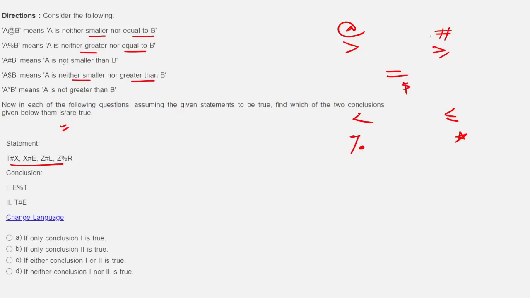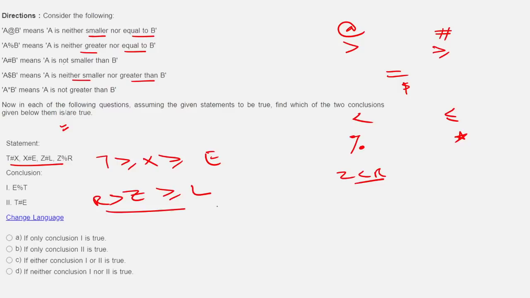T to X is hash, means T is greater than equal to X. X is greater than equal to E, and Z here is greater than equal to L, and Z percentage R here means what? Z is less than R. You would have written like this, right? Z is less than R. Basically, it means R is greater than Z.